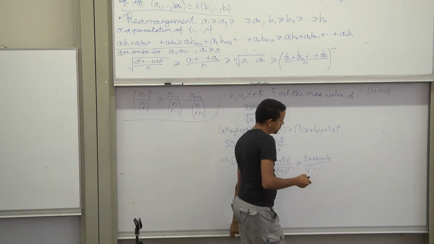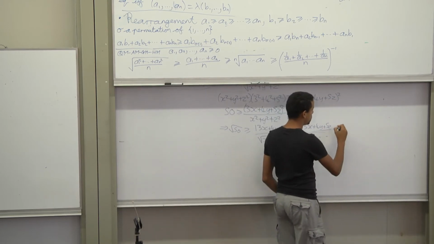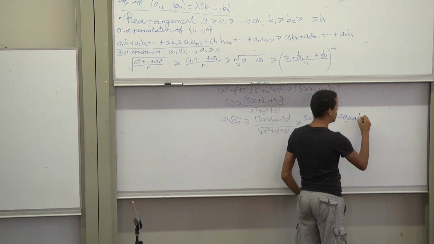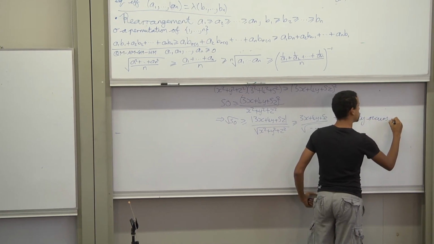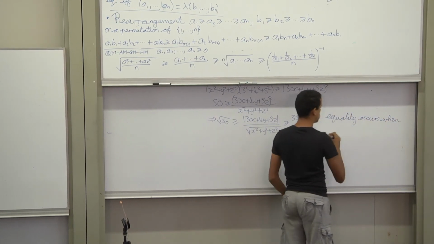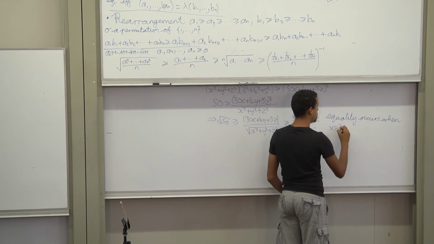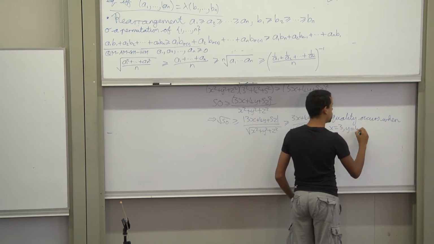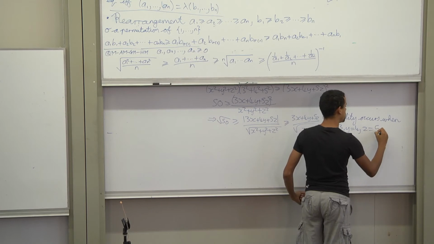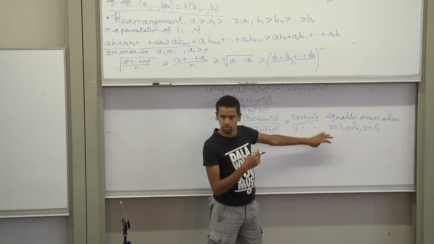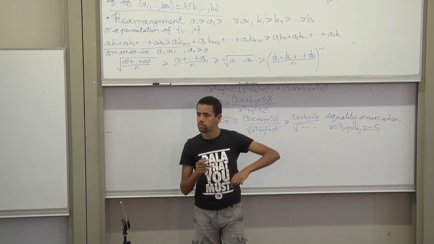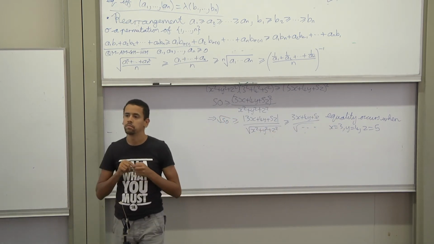So we can say that equality occurs when x equals 3, y equals 4, and z equals 5, as one example. That's not the only case where that equality occurs.